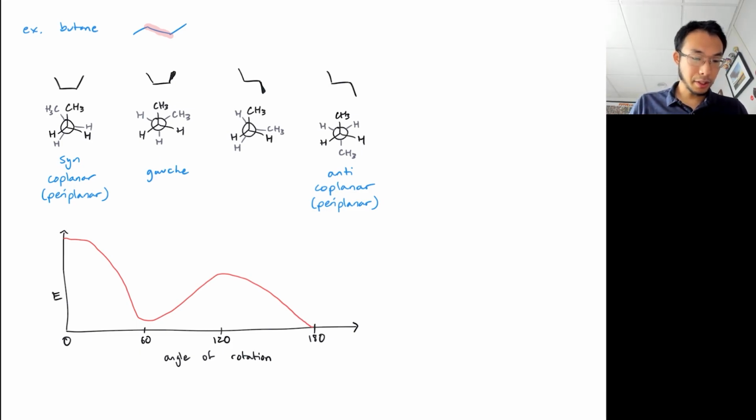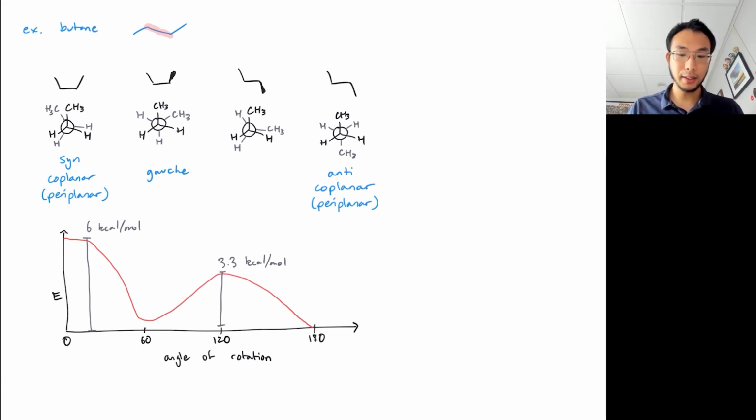Give you a sense of energies here. Now, because methyl groups are bigger than hydrogens, when you have two methyls eclipsed, that's getting you up to 6 kilocalories per mole of energy over the completely lowest state. When things are eclipsed but not having the two largest groups eclipsed here, so just hydrogen and methyl, that's about half as much of an energy barrier. And finally, the gauche conformation is fairly low in energy, so it's less than 1 kilocalorie per mole higher than putting the two methyl groups anti-periplanar to each other.